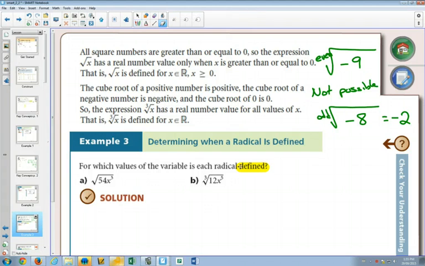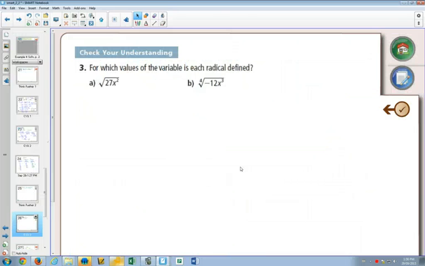For example, the cube root of negative 8 is looking for what number multiplied by itself 3 times gives negative 8. Negative 2 times negative 2 times negative 2 is negative 8. So if you have an odd root, it will always be defined. If you have an even root, it'll only be defined if the inside is positive. So this is how the questions come up. Here's our one off to the side. We want to find out when each one is defined.